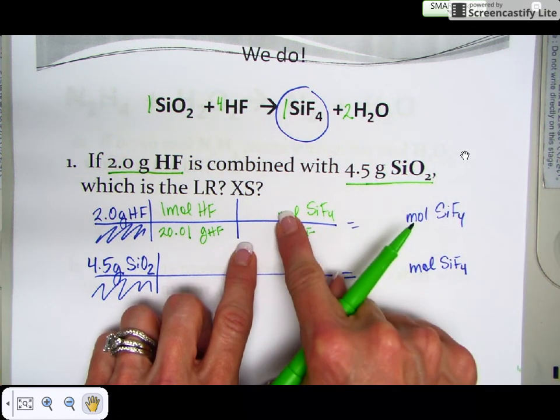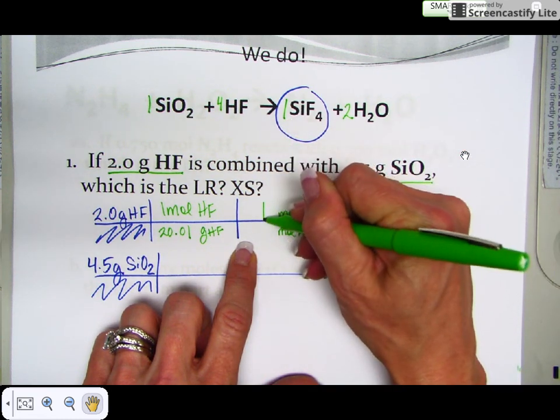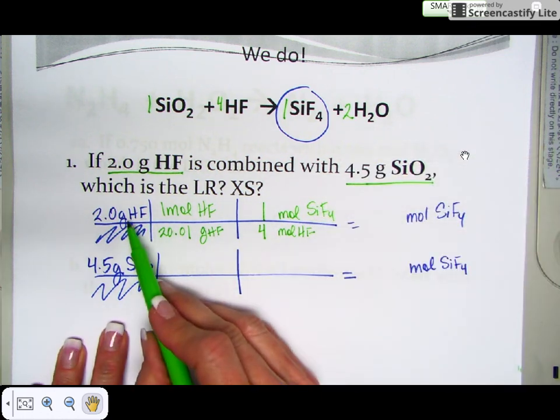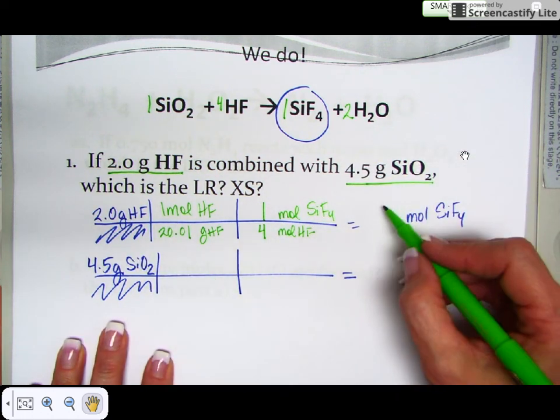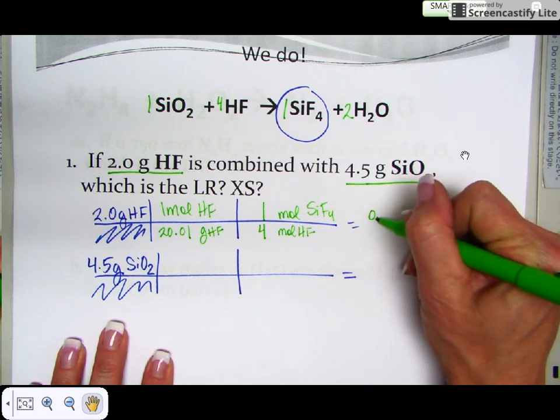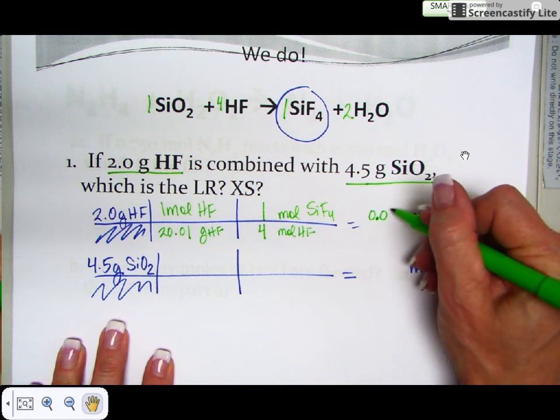And this is our mole bridge. So these numbers come from the balanced equation. Up here beside the silicon tetrafluoride, there's a 1, and the HF has a 4. So this is going to allow us to convert to moles of SiF4. And when you plug that in your calculator, you need to round that to 2 sig figs. So remember, leading zeros do not count. 0.025 moles.